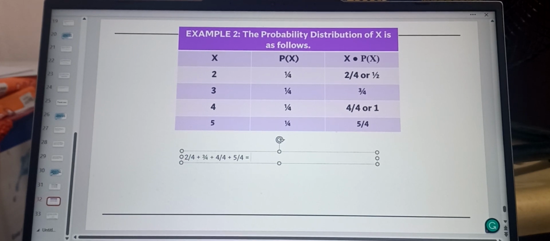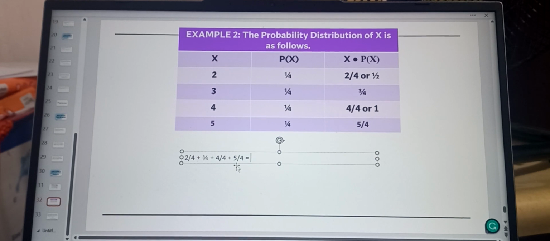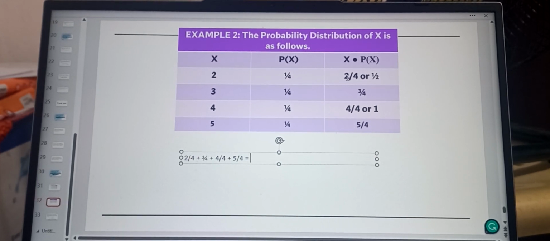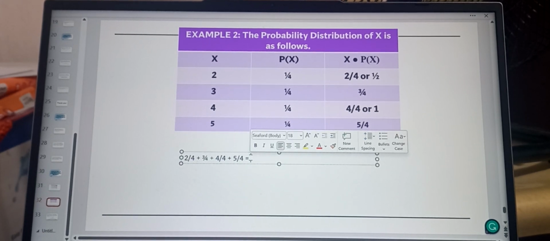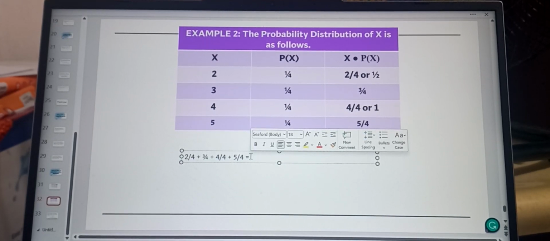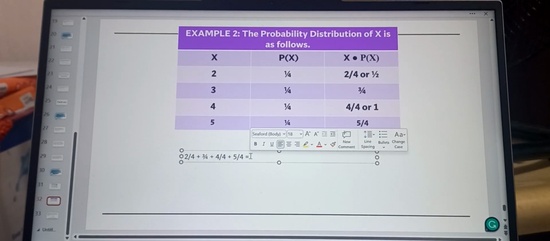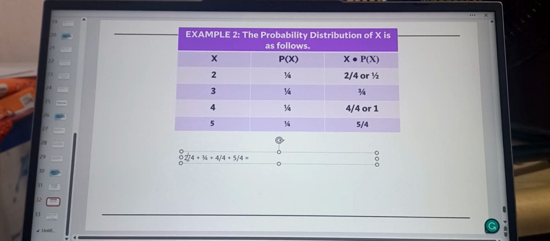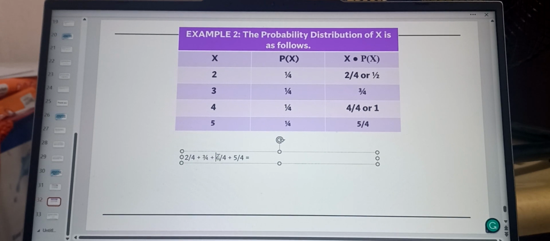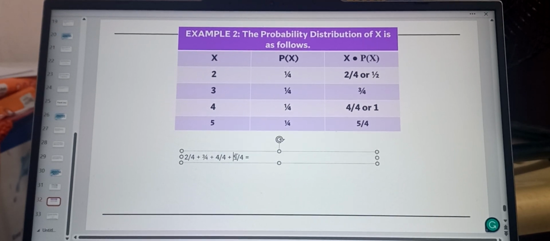Kasi kapag hindi sila magkakaparehas ng denominator, kapag nag-add kayo, kailangan nyo pa kunin yung LCD. Kaya mas okay na sa akin kunin nyo na lang yung hindi naka-simplest form para pare-parehas po sila ng denominator sa ating sum pag in-add natin sila. Okay? So, again, since pare-parehas silang denominator, kokopyahin na lang natin yung denominator nila later. So, add nyo lang yung numerator. 2 plus 3, numerator yan, 5 plus 4, 9 plus 5, 14.